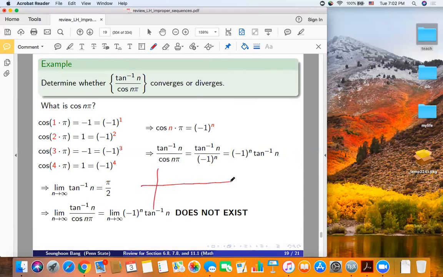So similar ideas. Here, pi over 2. Here, negative pi over 2. You can plug in 1 here: minus 1 to 1, inverse tangent of 1 is negative pi over 4. A2, A3, A4, A5, A6, A7. What happens? It oscillates infinitely many times, the limit does not exist. So the sequence is divergent. This is the idea.